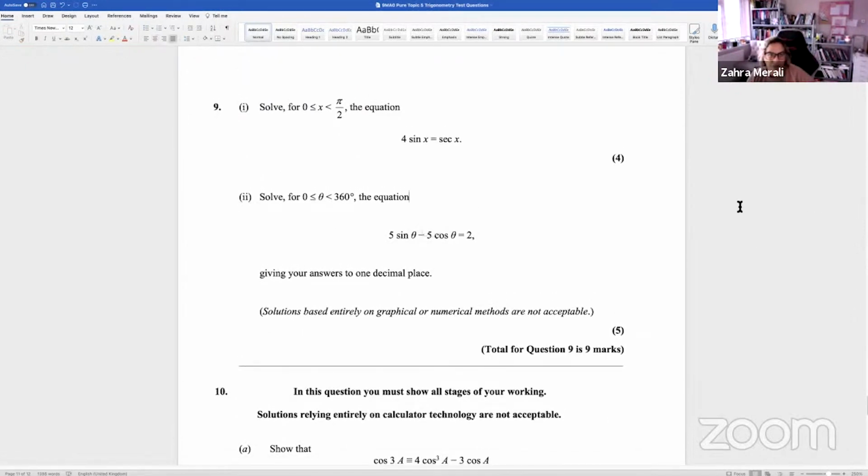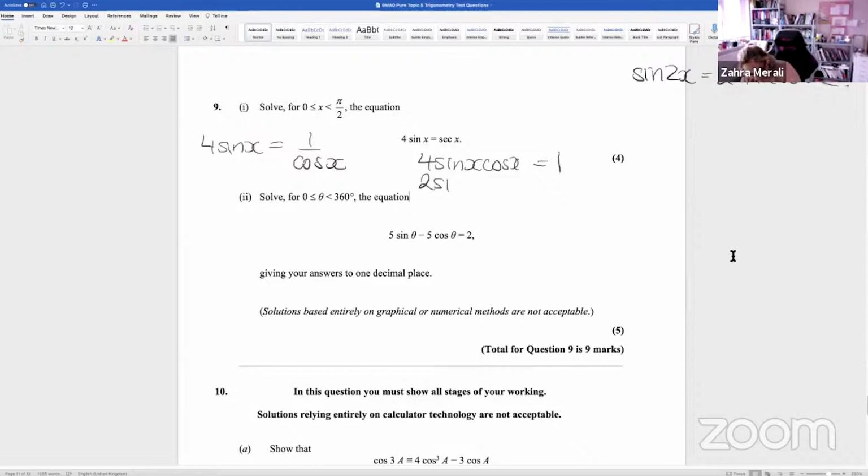All right. Solve the equation 4 sine x equals sec x. So we're going to change the sec into 1 over cos. So we're going to get 4 sine x equals 1 over cos x. And so we get 4 sine x cos x equals 1. And hopefully you recognize from your identity sine 2x is 2 sine x cos x. So 2 sine x cos x will equal a half. So that's sine 2x equals a half.